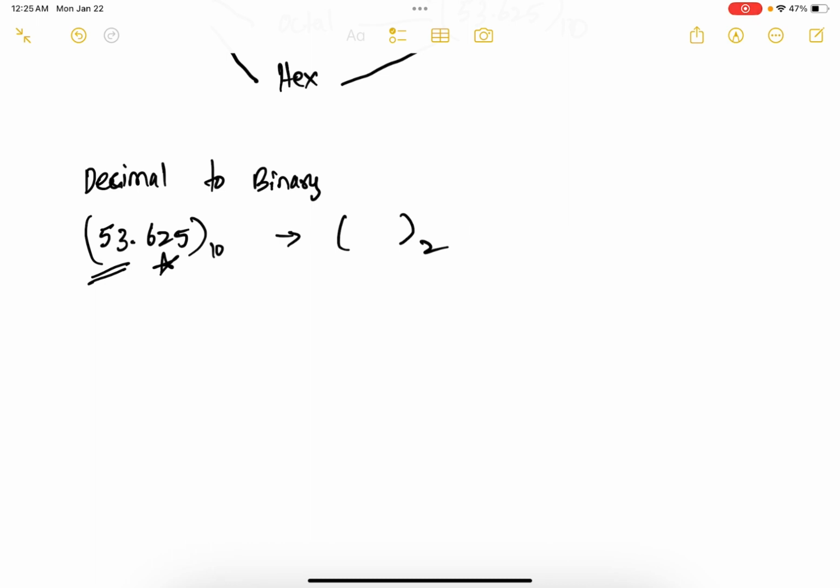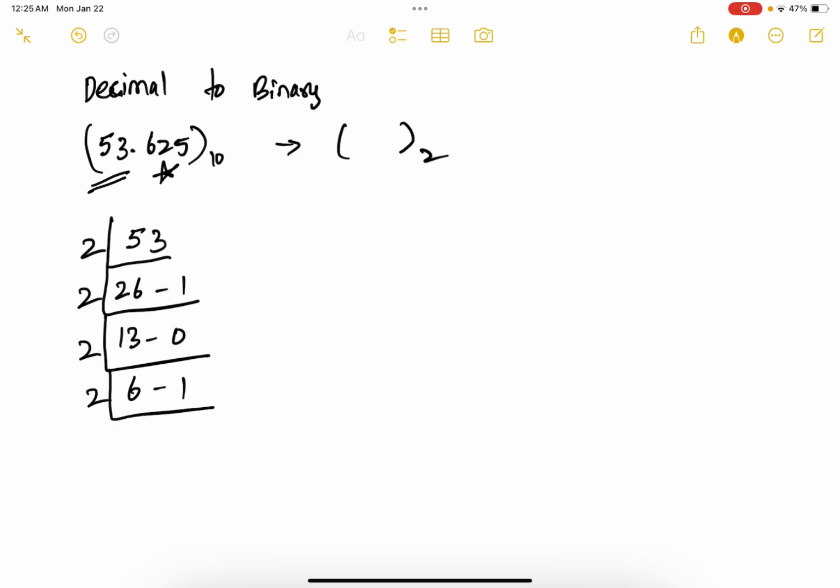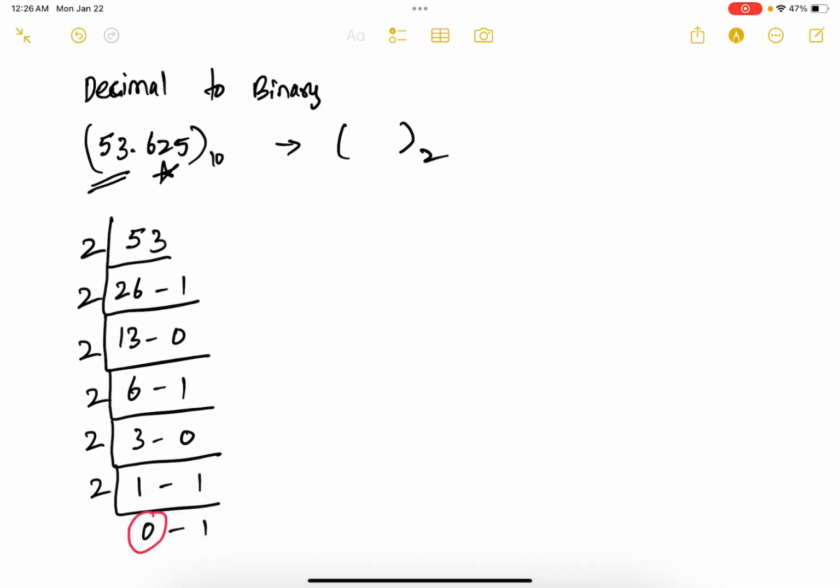So we take 53 and we divide it by 2. So that's 26 with the remainder 1. We keep doing this. 13 with the remainder 0. 6 with the remainder 1. 3 with the remainder 0. 1 with the remainder 1. And 0 with the remainder 1. So once you get a 0 here, that is where we stop.